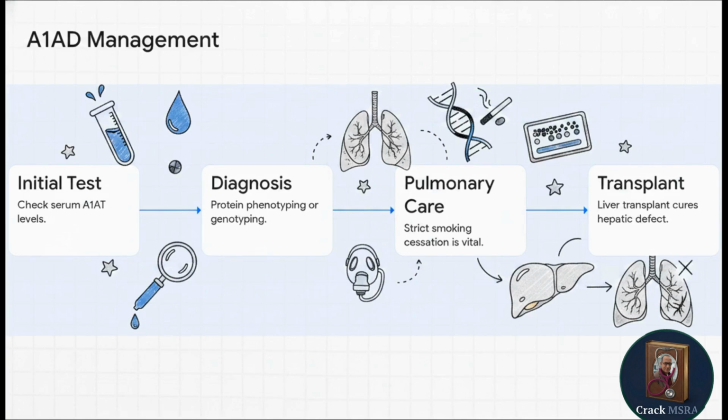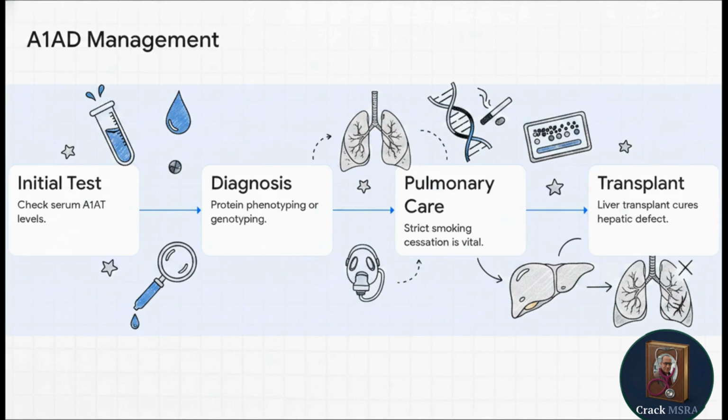Now, let's talk about what you actually do when you spot this. Step 1 is your initial investigation, checking serum A1AT levels. But hold that thought because there's a massive catch with this test that I'll tell you about in a second. Step 2 is getting that definitive diagnosis. You do this through protein phenotyping or genotyping, using electrophoresis or PCR to pinpoint those specific allele variants like PiZZ.